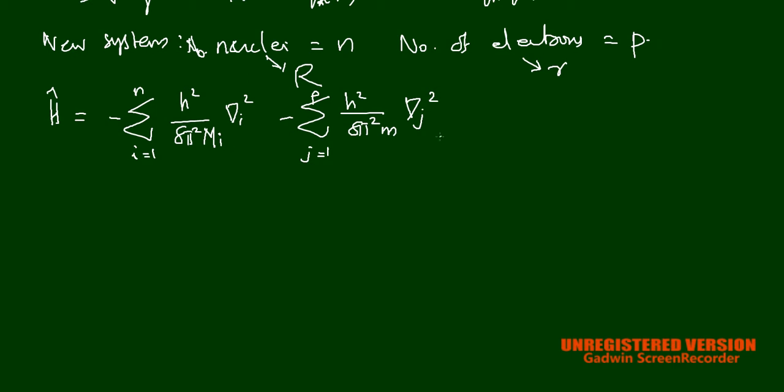Now we have to include the potential energy terms. First, let us include the potential energy due to the nucleus repulsion. Then we have to include the potential energy due to the nucleus electron attraction. Then we have to use the potential energy due to the electron repulsion. So we have to include 3 more terms in order to accommodate all these kinds of interactions.